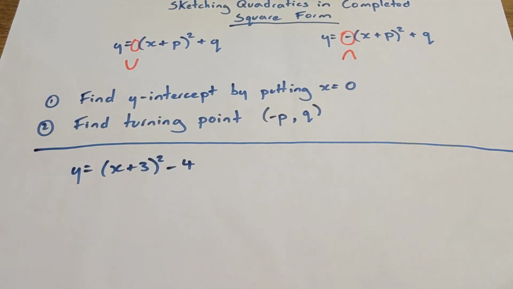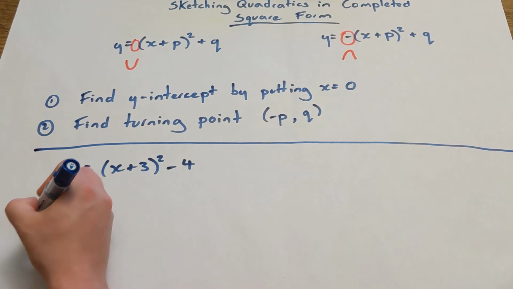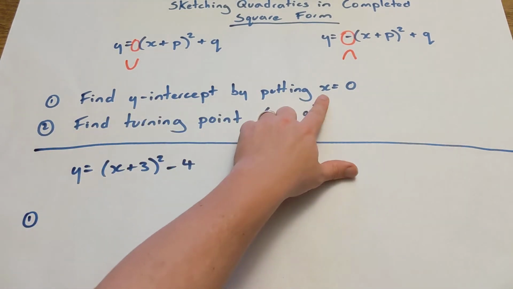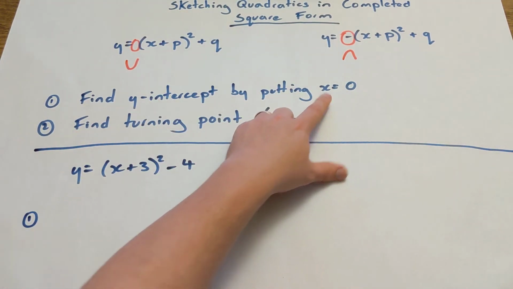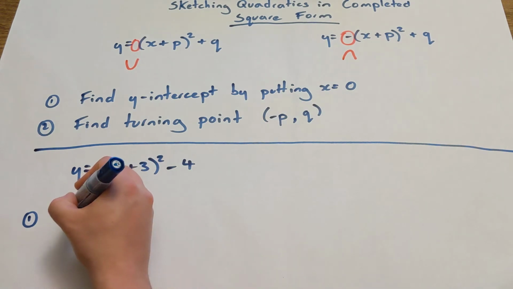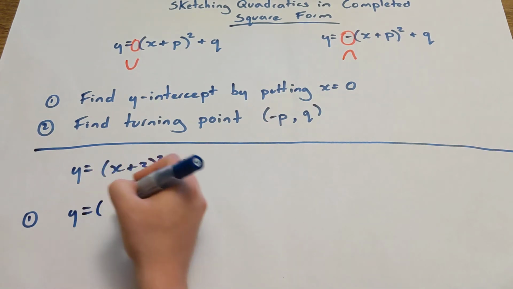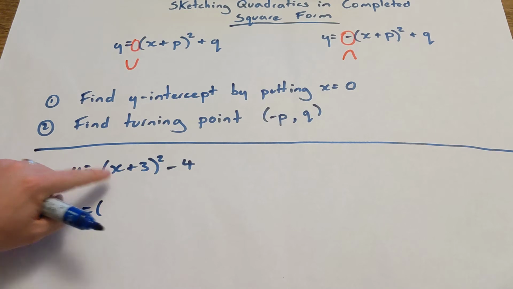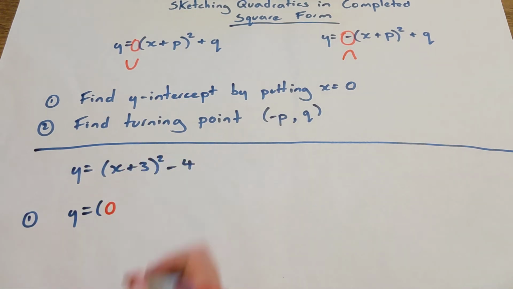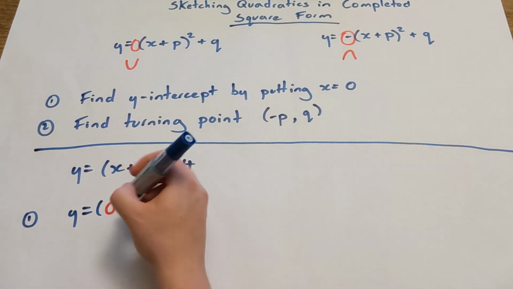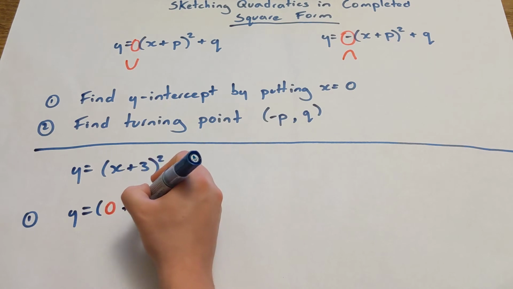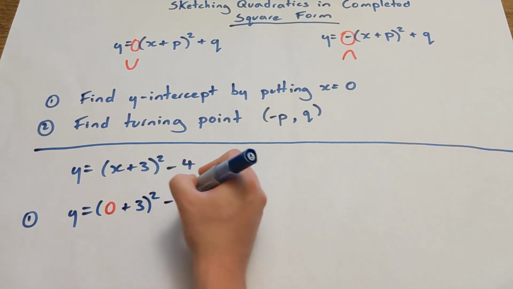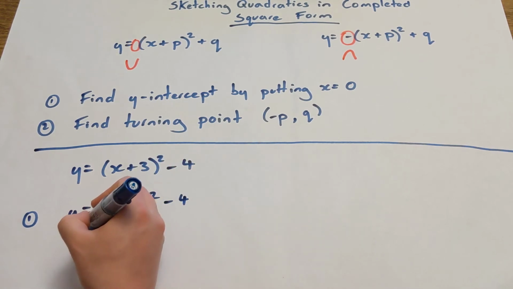So let's do that. Let's start by finding the y-intercept. And to do that, we're going to put x equals 0. So let's do that in here. We've got y equals, and instead of x, I'm going to write 0. Okay, y equals (0 plus 3) all squared, take away 4. And let's work that out.